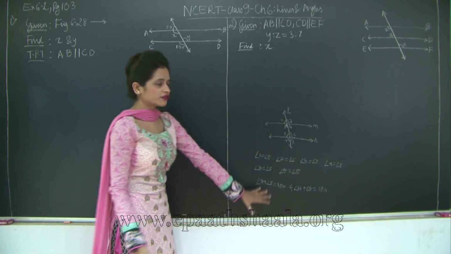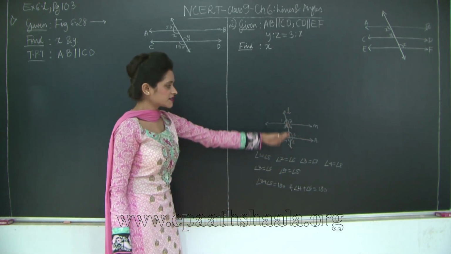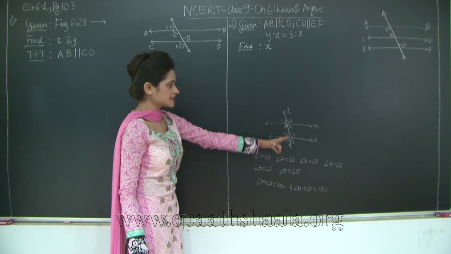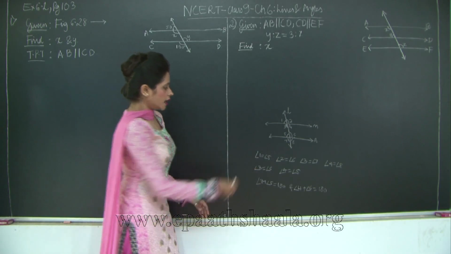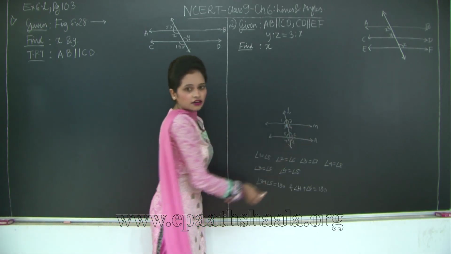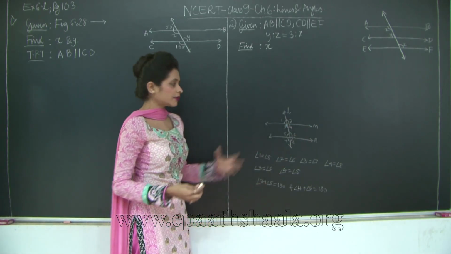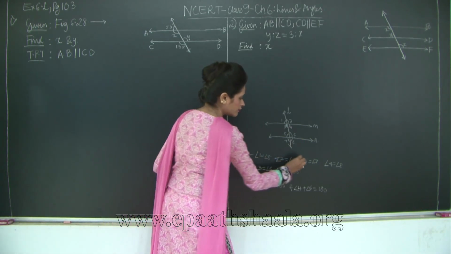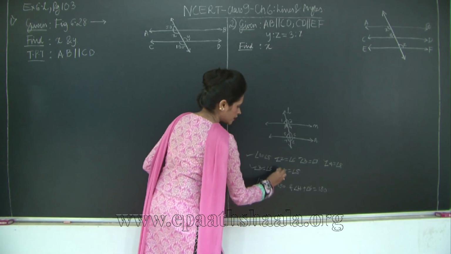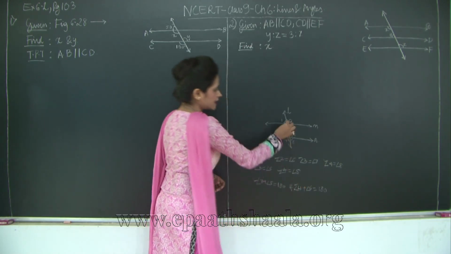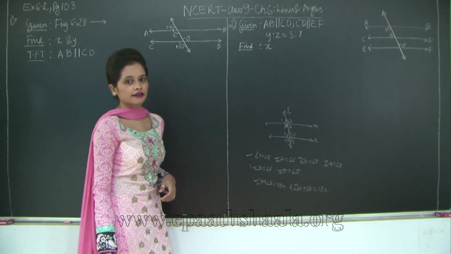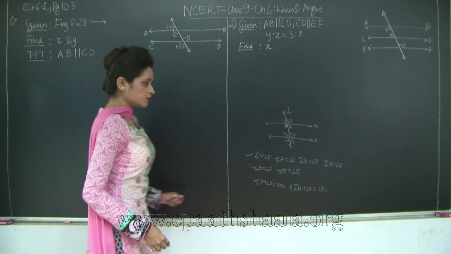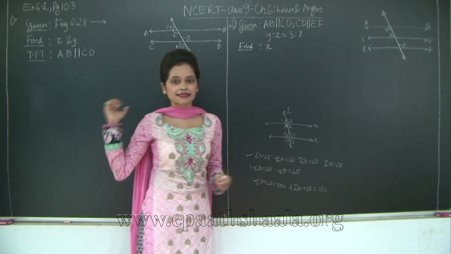So we have proved this when two lines are parallel and a transversal is intersecting these two lines in two distinct points. But let's say it is not given whether the two lines are parallel, and if you are able to prove any of these, then you can say that the lines M and N are parallel. Alright. So we'll be using the same concept for solving exercise 6.2.